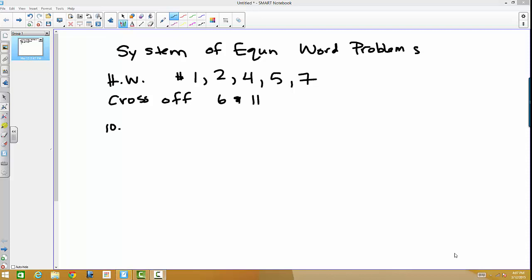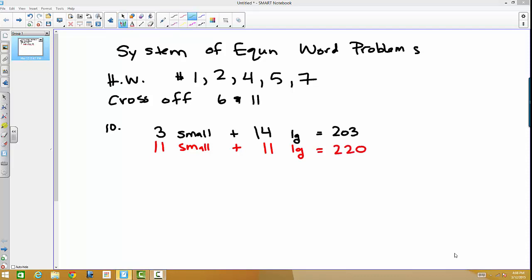In number 10, it says Matt and Ming are selling fruit for a school fundraiser. You can buy a small box of oranges and large. So it says Matt sold 3 boxes of small oranges, so we're going to put 3 small and 14 large, and that's going to be a total of $203. The second person, Ming, sold 11 small and 11 large for a total of $220.